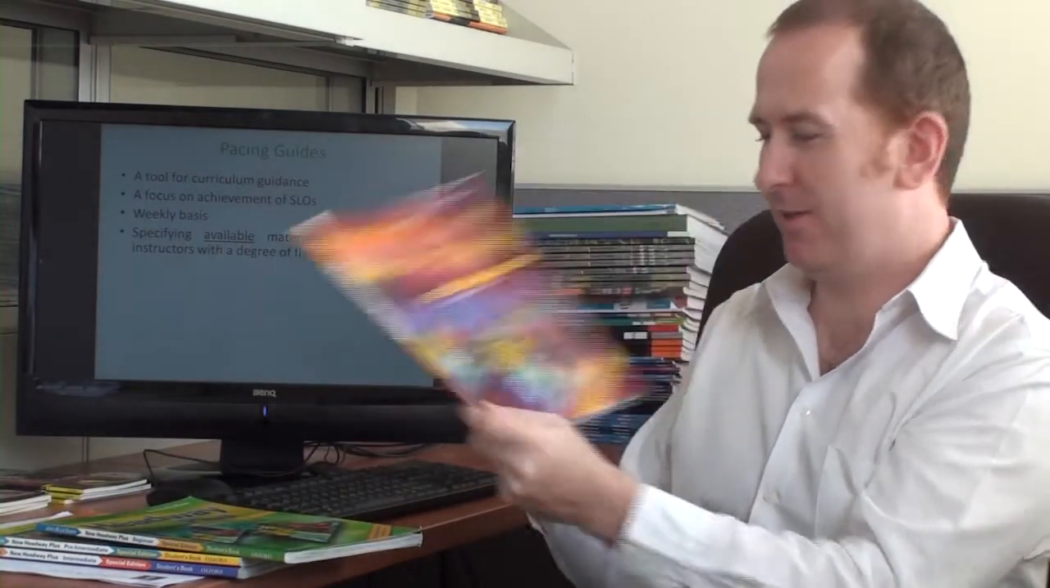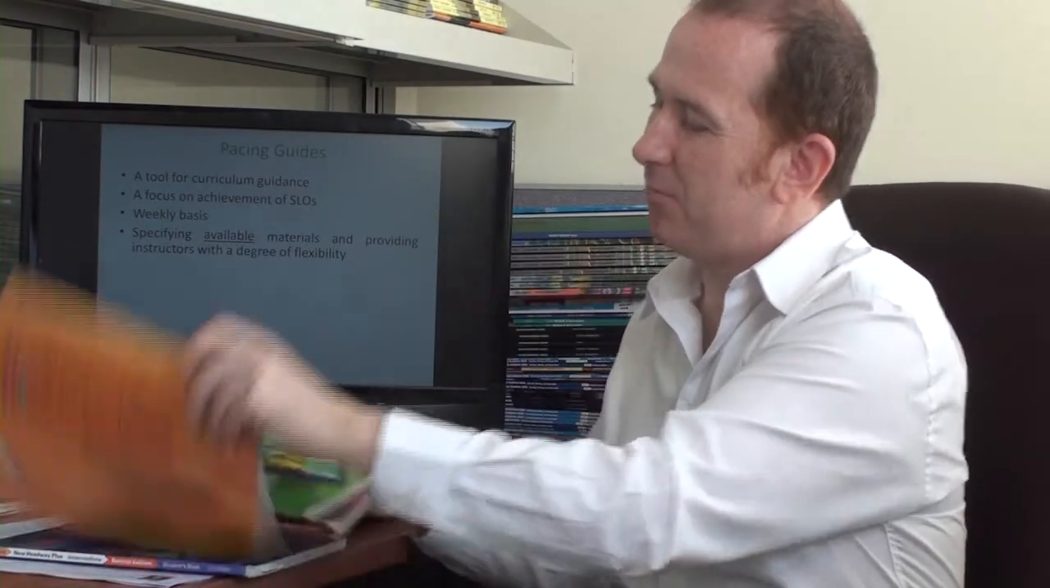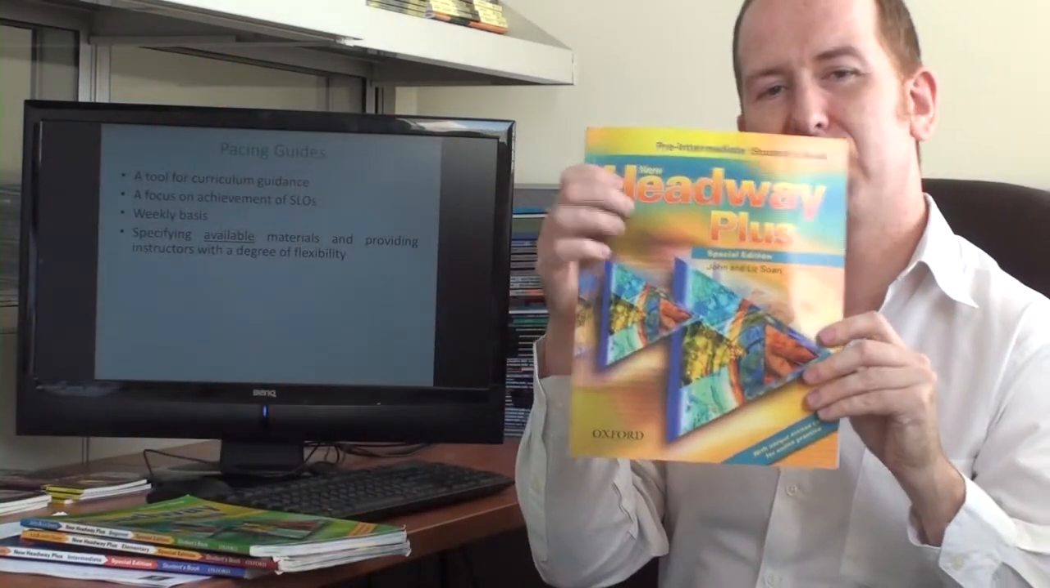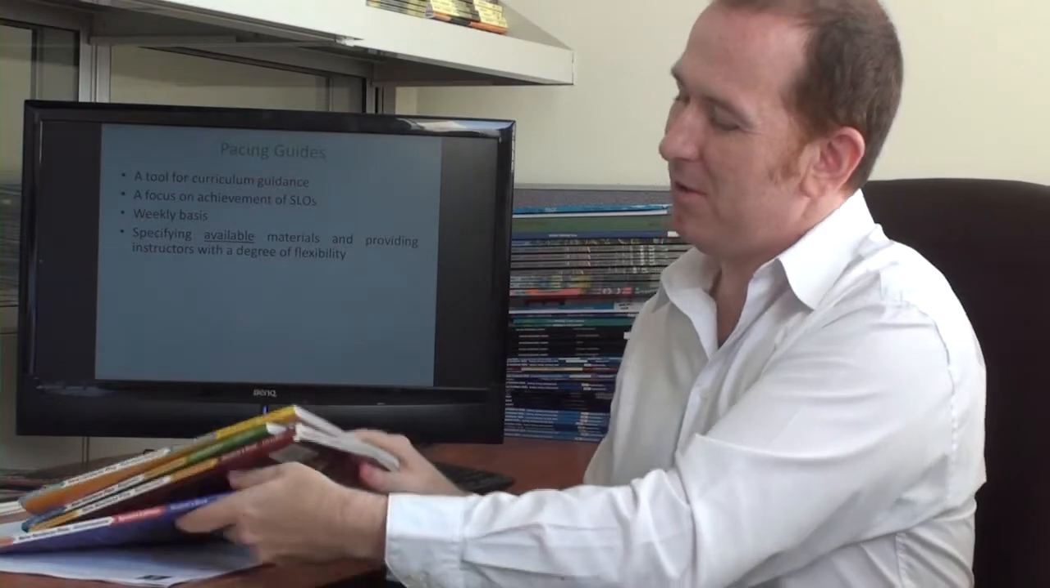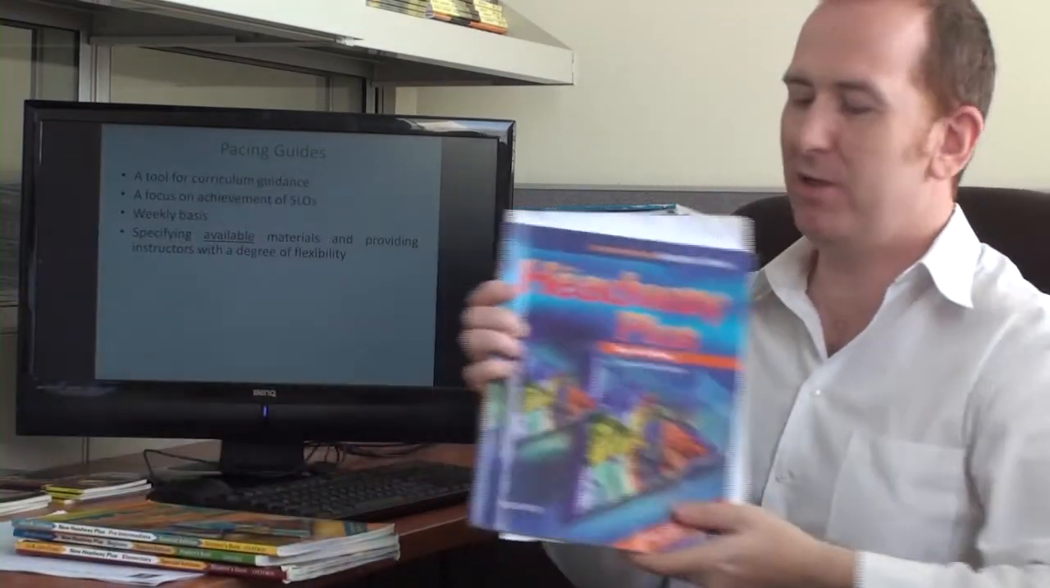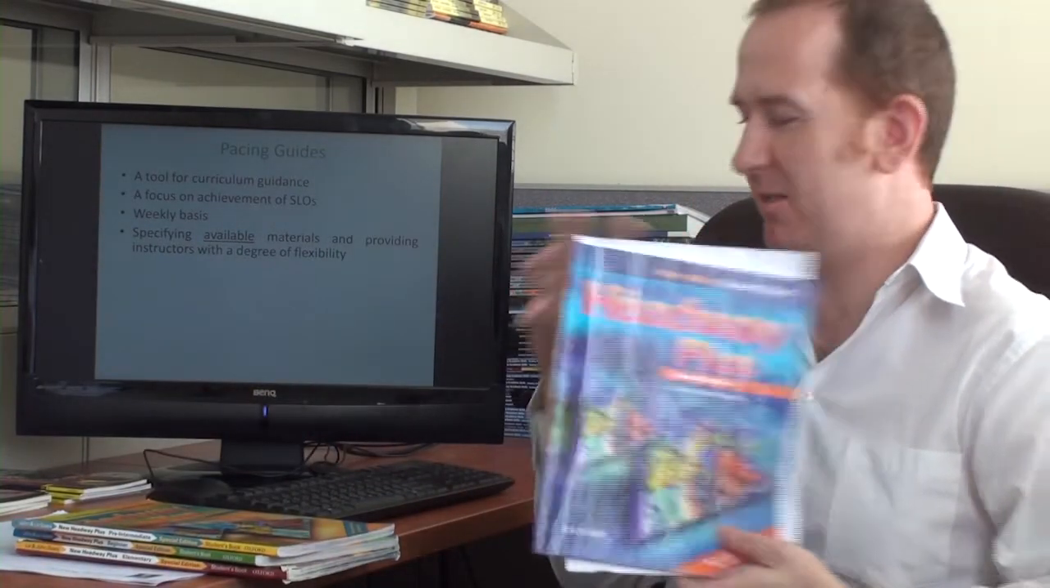Level 102, we use the elementary book. 103, we use the pre-intermediate book. And the final level, 104, we use intermediate.